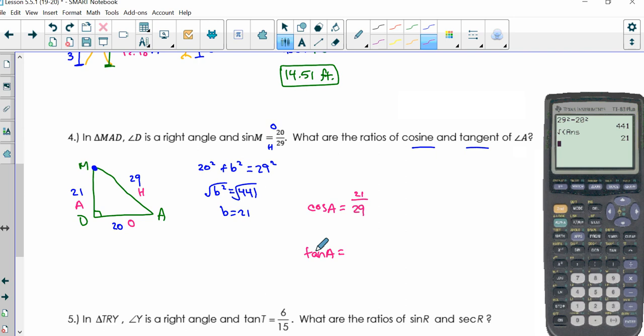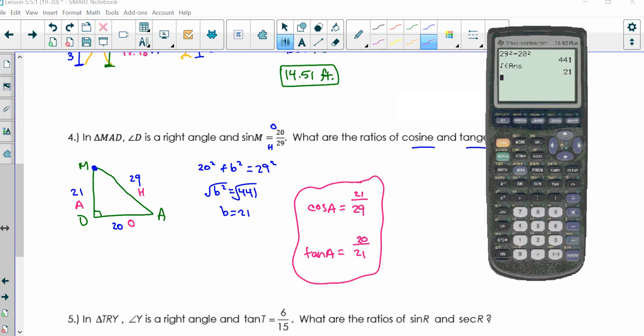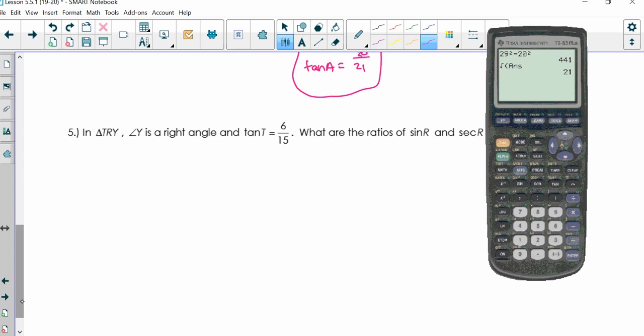Let's check your answer. So tangent is the only one that does not use the hypotenuse. It is your opposite side over your adjacent side. Okay, and the only way that I could get these 2 as my answers was by using the Pythagorean theorem to find my third side. All right, I think this is the last one. Last one? Yes. All right.